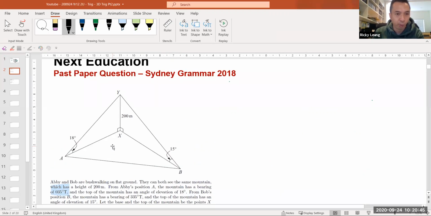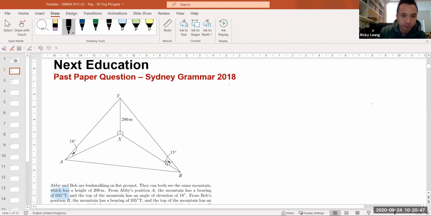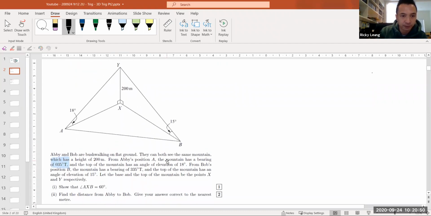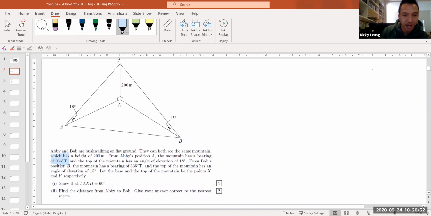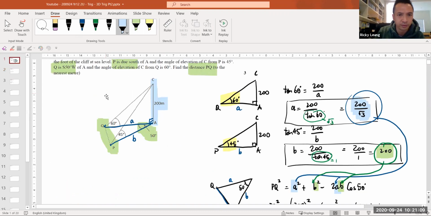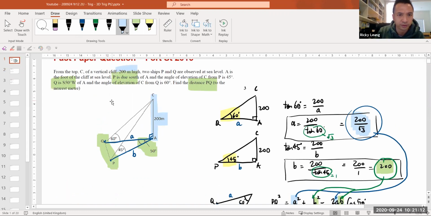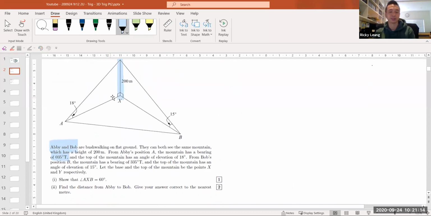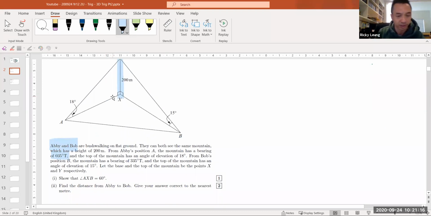So a little bit more wordy and verbose, but let's have a look. So I have here a context where A and B, which represent Abby and Bobby, are bushwalking on flat ground. They can both see the mountain range. So once again, here we have a mountain range. So the context for the vertical is a mountain range, while before, what was before? Was it a cliff? Yep, vertical cliff. Sometimes you see a flagpole. Sometimes you see a tower, etc. Same thing. 200 meters is given.